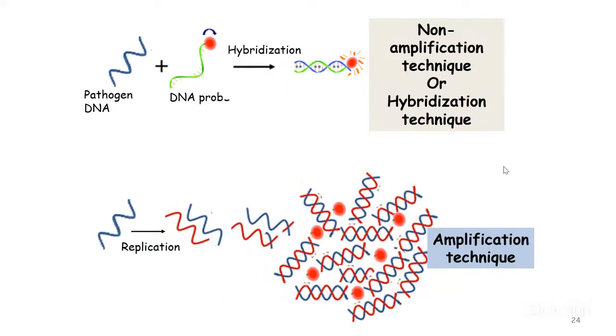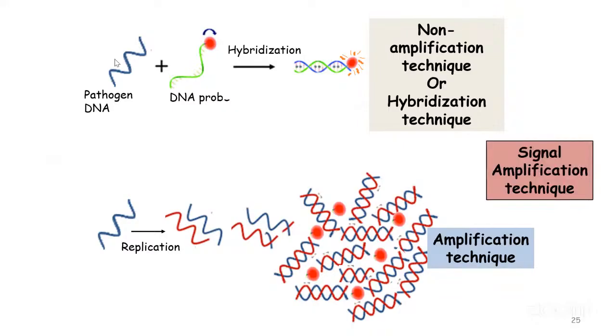But there is an important point. Hybridization methods can only work when there is already a sufficient amount of target DNA present in the sample. If the DNA is very low, it might not be detected by the probe, because our capture mechanisms, cameras, can't detect a single molecule. You need to have at least 10 to the power 11 molecules or something. So we have a third category called signal amplification, in which we do not amplify the target DNA. Instead, we increase the intensity of the signal. That is called signal amplification.